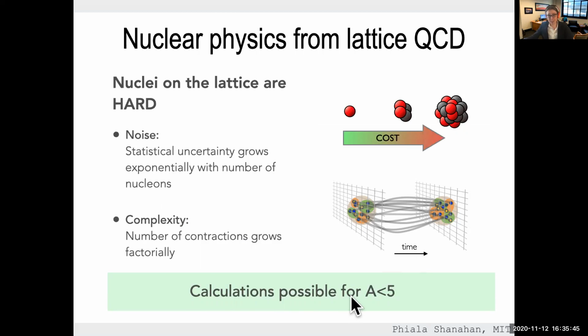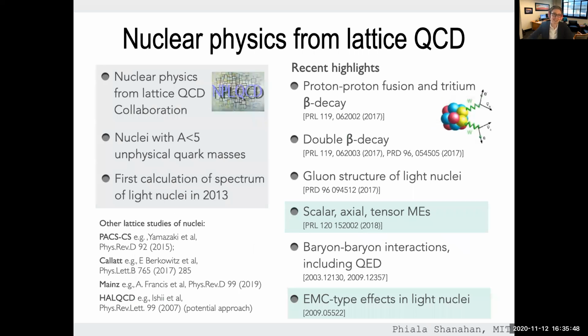So the nuclear physics calculations I'll talk about are done with the NPLQCD collaboration. Of course, there are also other collaborations around the world also working on lattice QCD studies of nuclei. And I'll only have time to briefly highlight a couple of latest results from that collaboration.